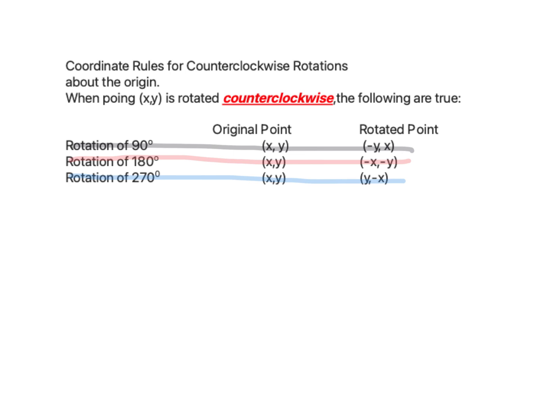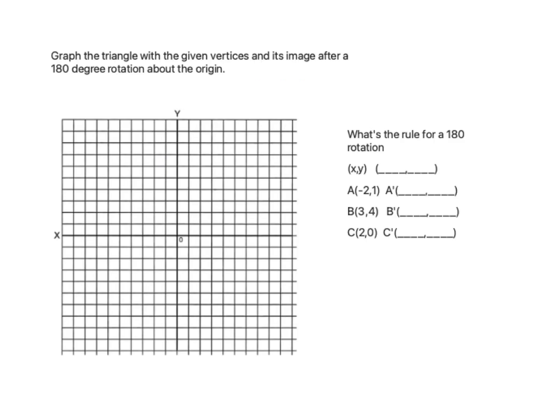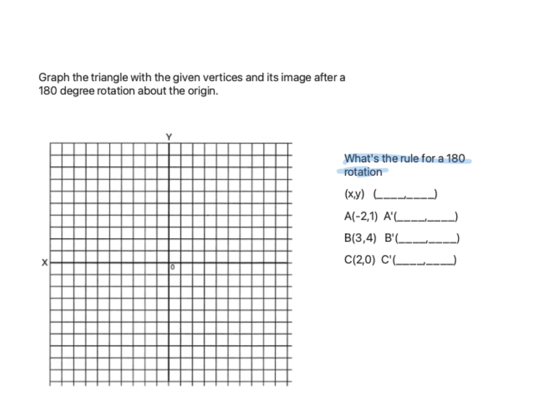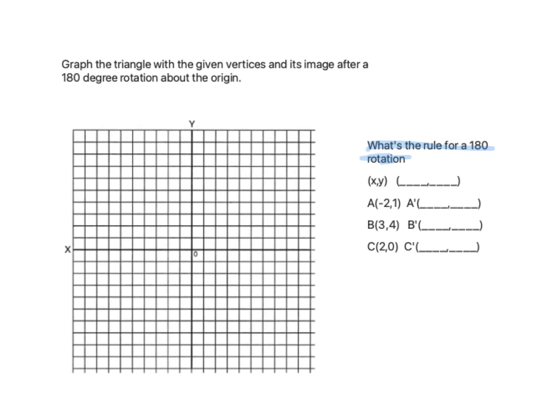So let's look at a couple of examples of each of these. We'll do one example of 90, one example of 180, and one example of 270. So it says graph the triangle with the given vertices and its image after a 180 degree rotation. What's the rule for 180 degrees? Well, if you go back to that previous slide, the rule is you are just going to change the sign of your x and your y.